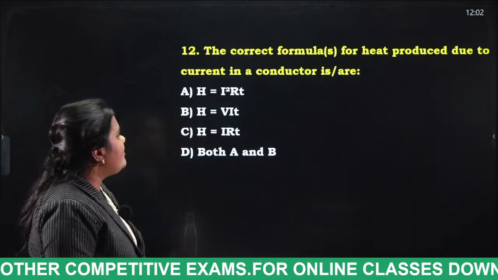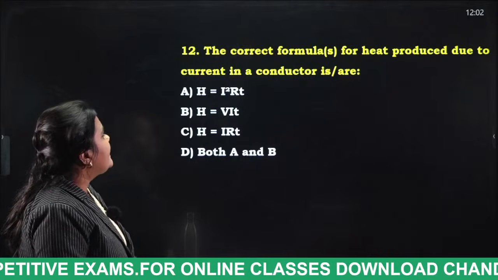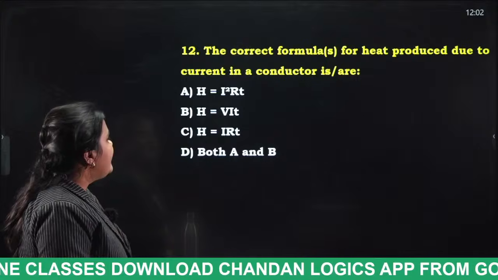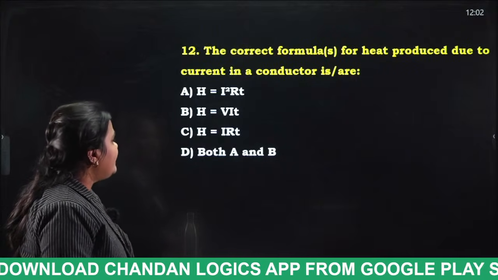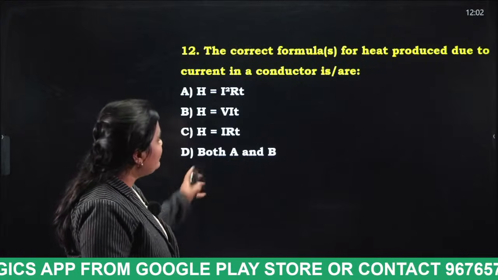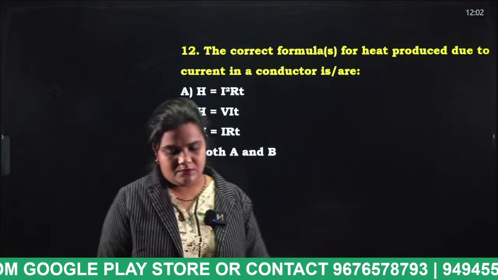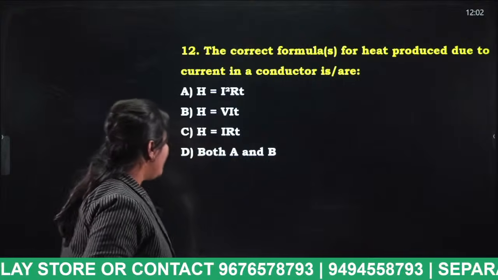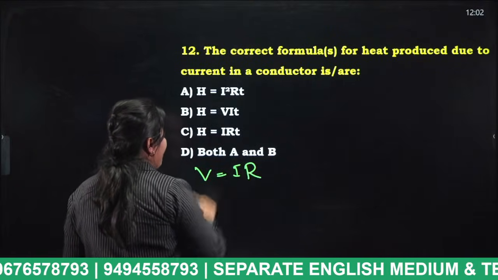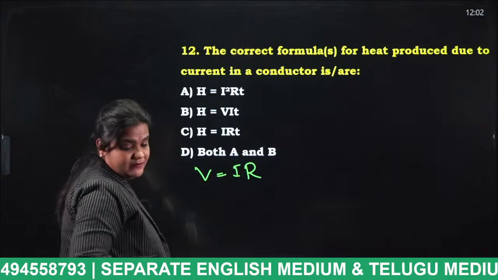The correct formula for heat produced due to current in a conductor is: H is equal to I square RT, H is equal to VIT, H is equal to IRT, both A and B. So tell me the answer for this question, students. Now tell me the answer. So we all know V is equal to IR, right? Now tell me the answer.